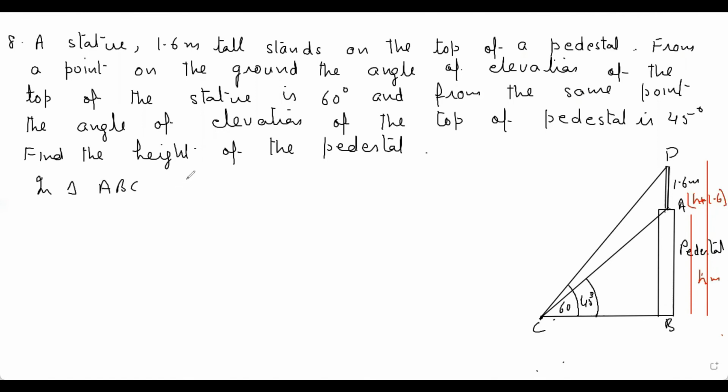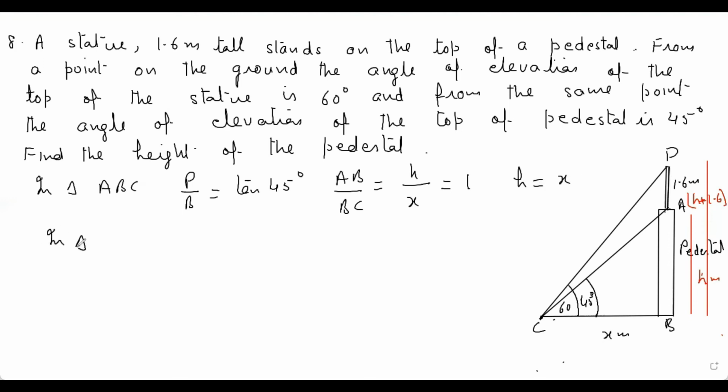So in triangle ABC, perpendicular upon base is tan 45 degrees. Perpendicular here is AB and base here is BC. Let BC be x meters. So AB here is h meters and BC here is x meters, which is equal to 1. So by cross multiplying, h is equal to x.